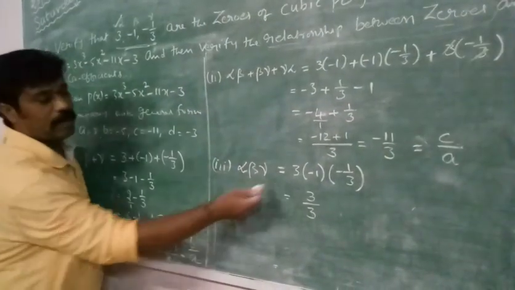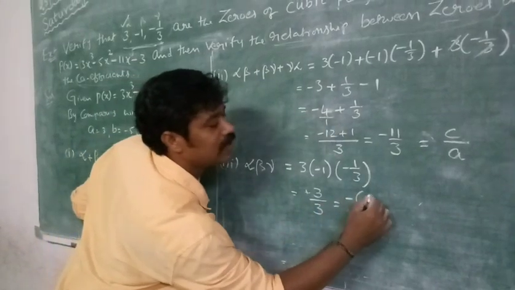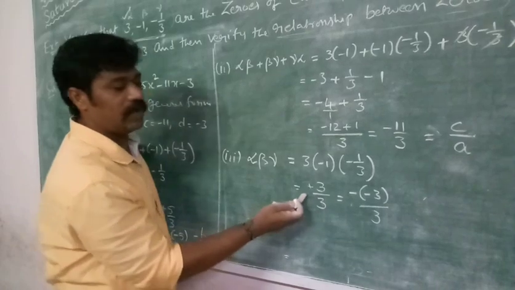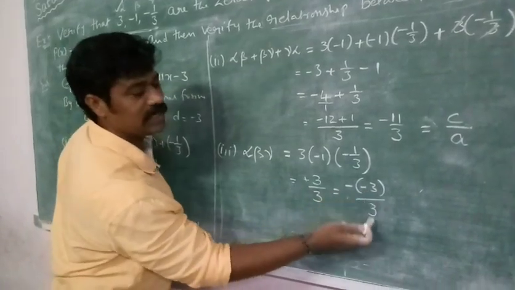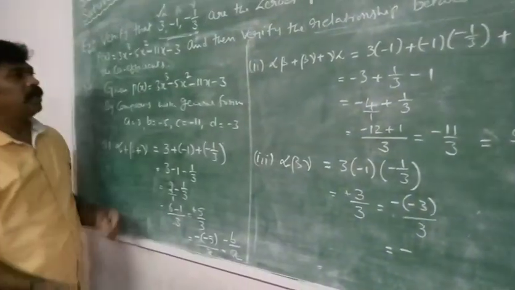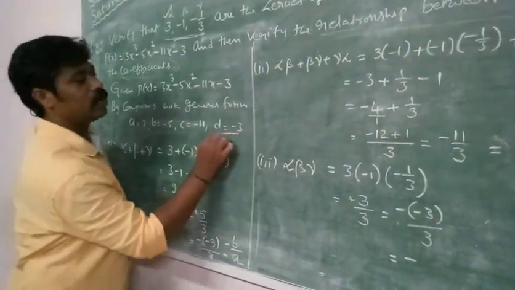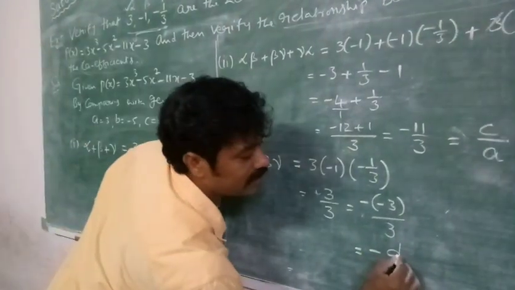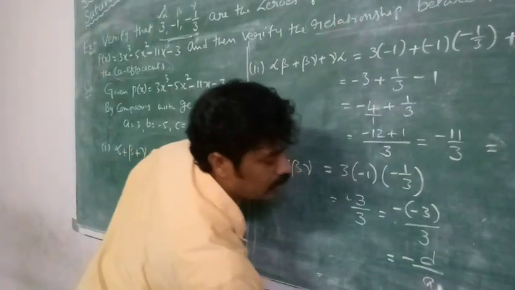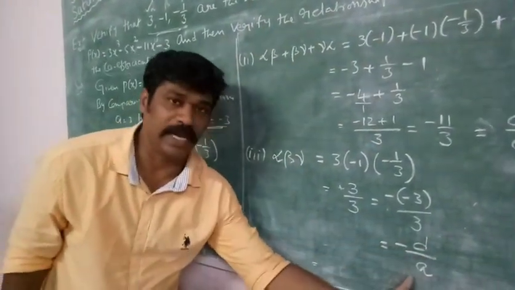Now again, this plus 3 is there, so for our convenience we can write it as minus of minus 3 by 3. Both are the same, minus into minus gives plus only. Minus 3 is nothing but the d value, so d is equal to minus 3. And 3 is nothing but a. So minus d by a. Like that, we can verify that the product of zeros is also minus d by a.